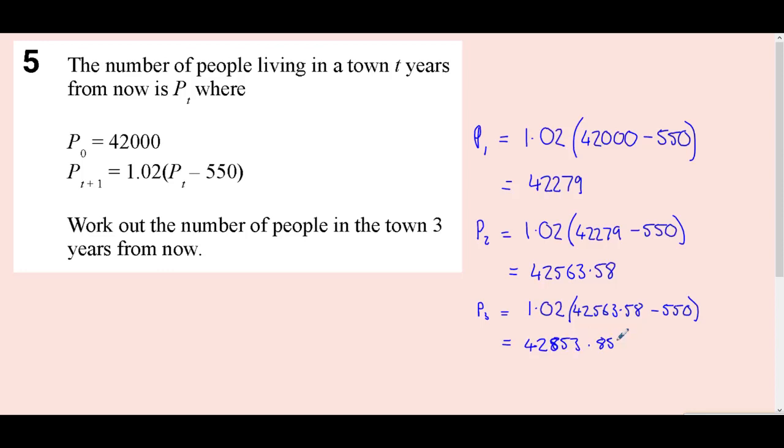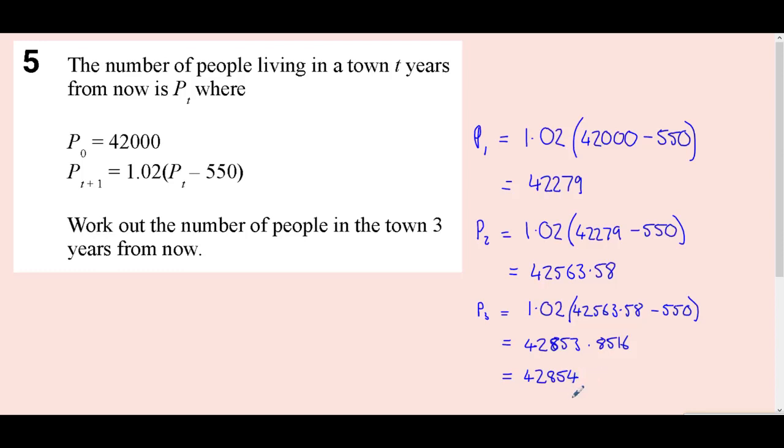It gives you, after your third year, 42,853.8516. As an answer, you would need to then give that as an integer value, but you could round up, you could round down, saying that you wouldn't go above. I'm going to round as I would mathematically here, but it is important that your final answer is an integer.